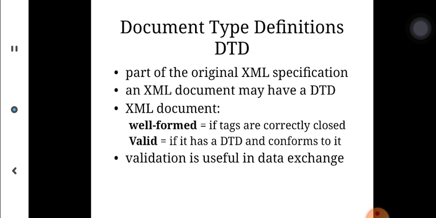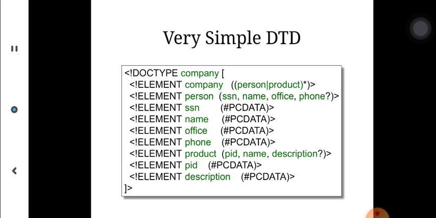An XML document is well formed if tags are correctly closed, and valid if it has a DTD and conforms to it. That means if you say well formed XML, this is one definition. Why? Because the XML tags are correctly matched. And when you say valid XML, that means it is based on a DTD. So validation is useful in data exchange. That's why we need to write a document type definition. I'm going to show you some.